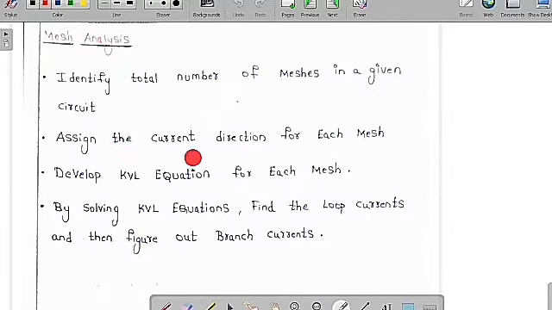So first identify total number of meshes in a given circuit. Assign the current direction for each mesh. Develop KVL equation for each mesh. By solving KVL equations, find the loop currents and then figure out the branch currents.